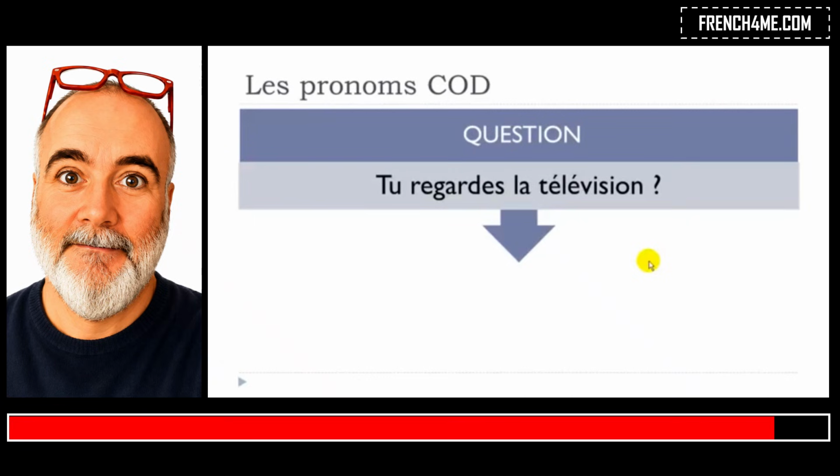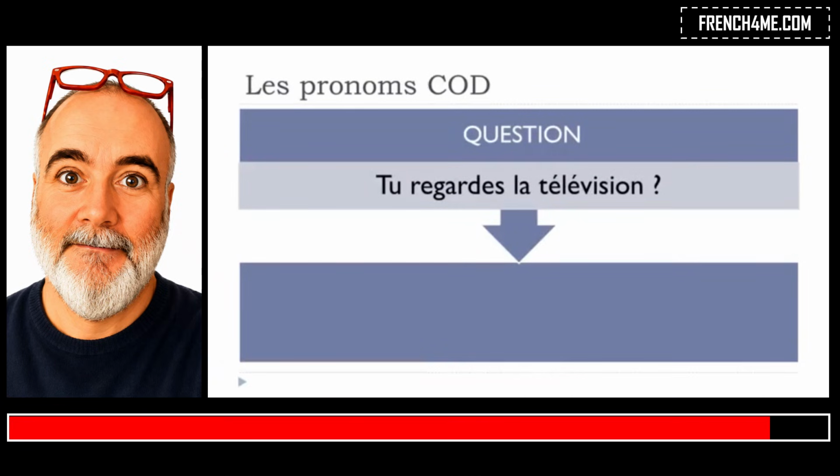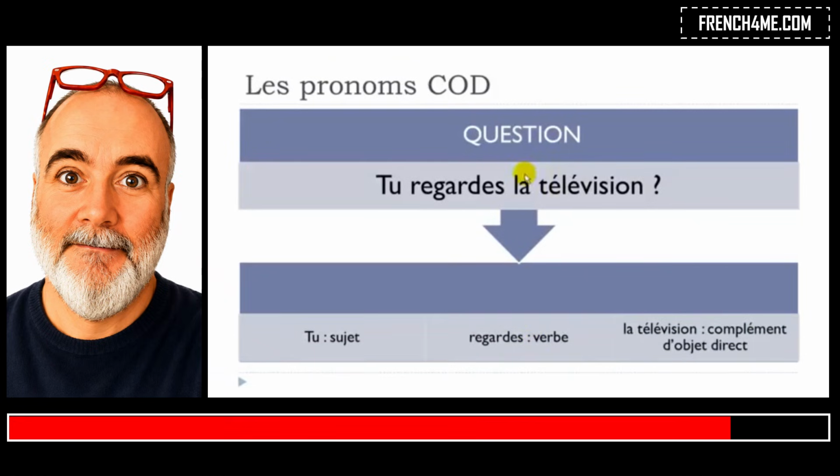If we look at this question and we want to define all the elements, the first thing that we've got in this sentence is tu. It's the subject of the sentence. The second part is regardes, the verb that you've been conjugating. It's es just because it's tu. And the last part, la télévision, is what we will call complément.